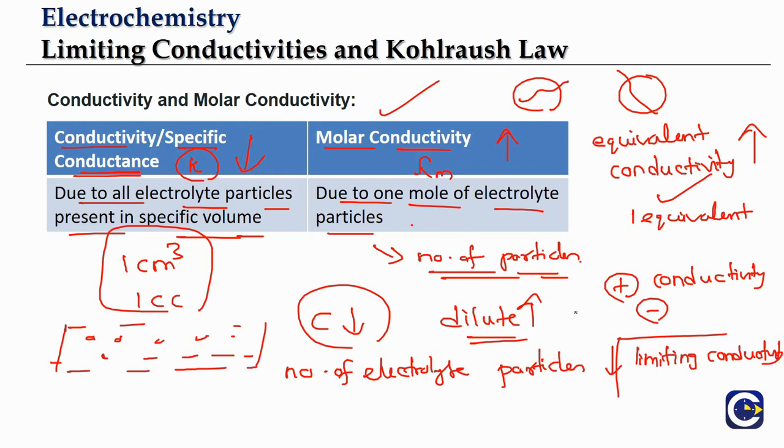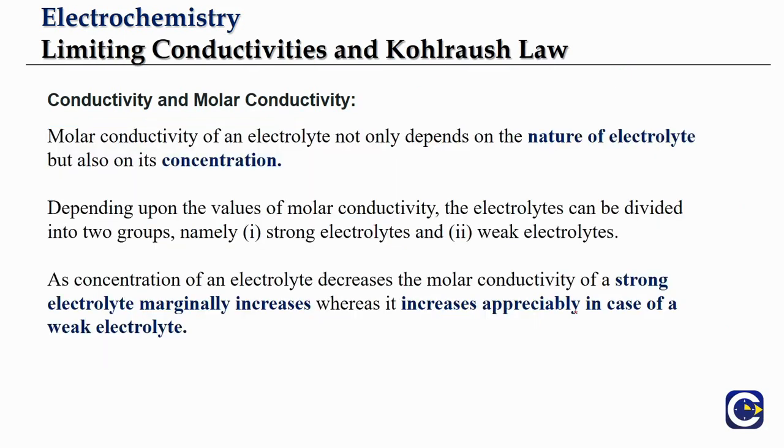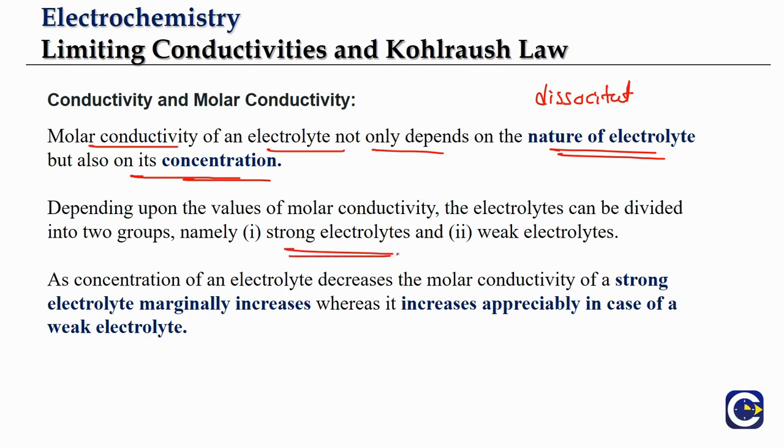So guys, before we get into the next discussion, the idea is dilution will decrease conductivity or specific conductance, and dilution in general will increase both molar conductivity as well as equivalent conductivity. Now if you talk about the molar conductivity of an electrolyte, it not only depends upon the nature of electrolyte, but also depends upon the concentration. Why? Nature of electrolyte is important. Some electrolytes dissociate more. We will call them, by the way, strong electrolytes. Strong electrolytes are the ones that dissociate more, and weak electrolytes dissociate less.